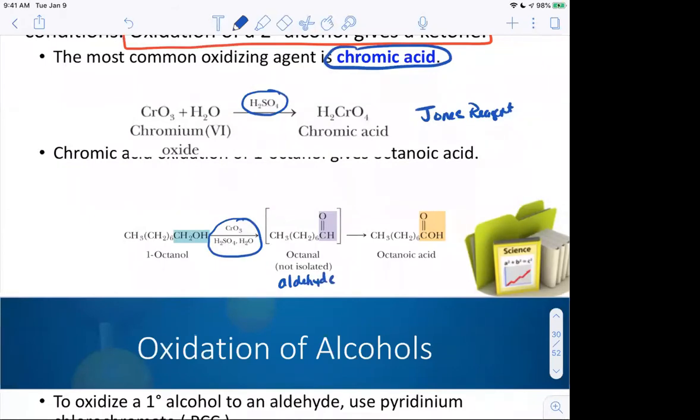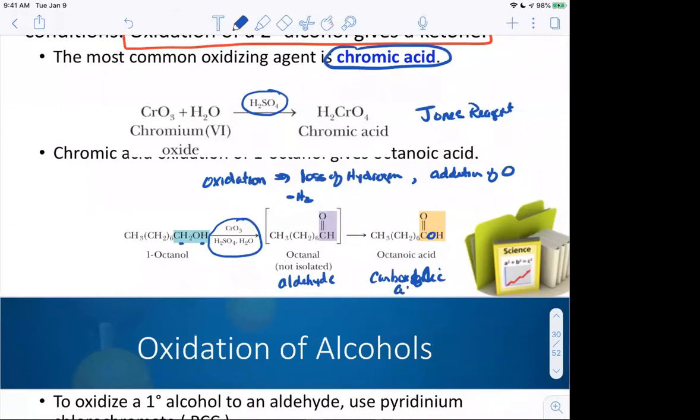Remember, oxidation is also loss of hydrogen. And here I'm losing H2, right? This is minus H2 in order to form the aldehyde. And oxidation is also addition of oxygen. So here I've added an oxygen between that carbon and the hydrogen of the aldehyde, and I end up with a carboxylic acid.